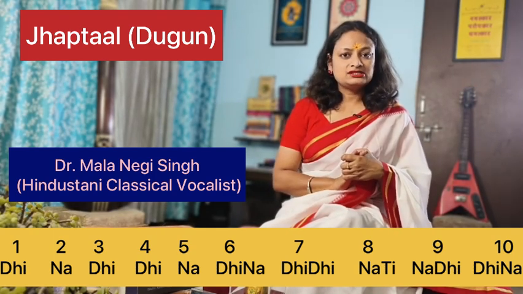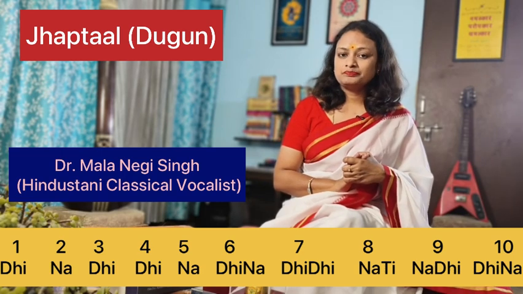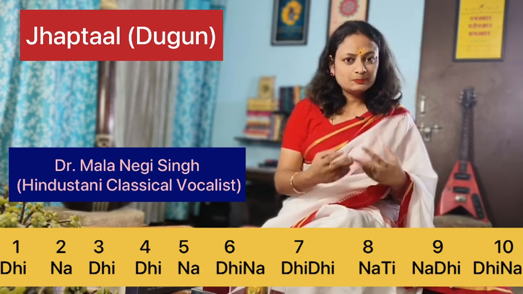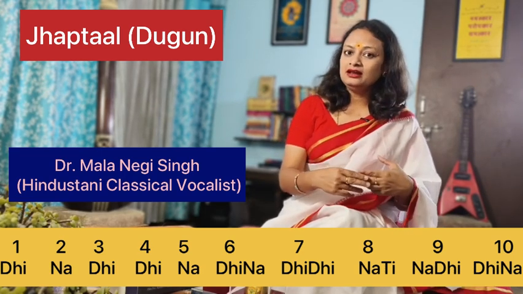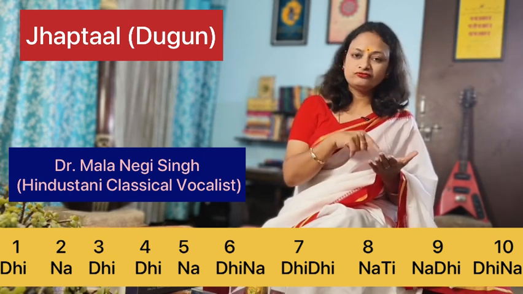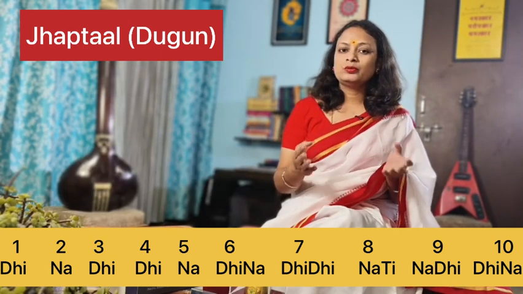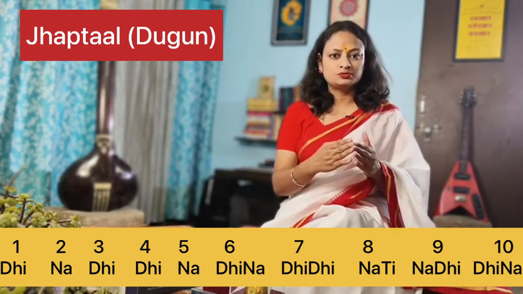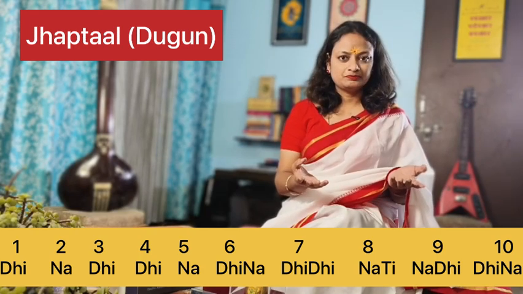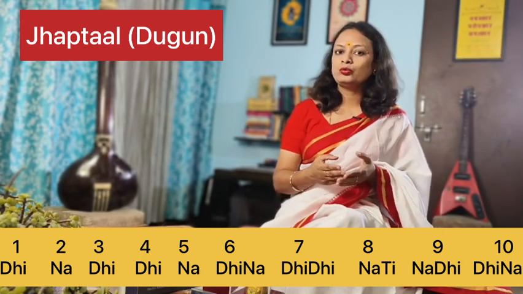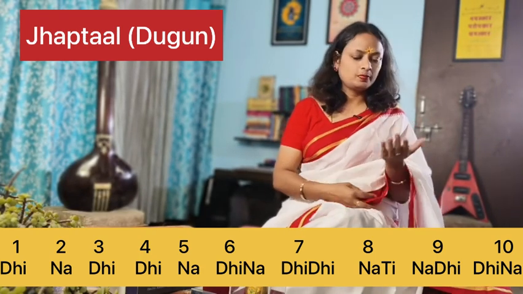Since its dugun starts from sixth matra, we will speak its bol till third matra, and on fourth and fifth matra, we will start counting in dugun speed or double speed. So let me show you how you can do this way.